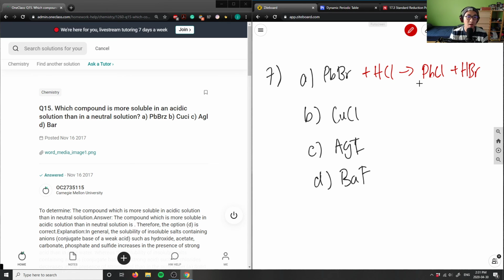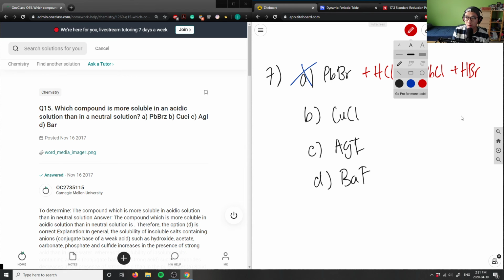In this case, this would not actually happen, because this will not displace the chlorine here. This will not react because I would not have a double displacement reaction. Chlorine is more electronegative than bromine here, so it's not going to actually kick this out. So the lead would not be able to kick this hydrogen out. So A here would not be more soluble in an acidic solution.